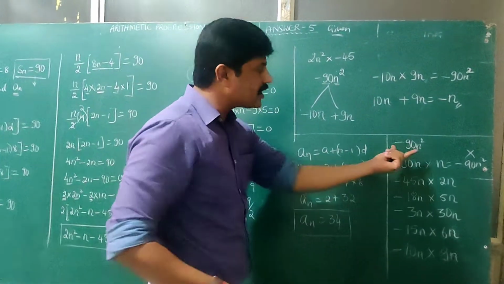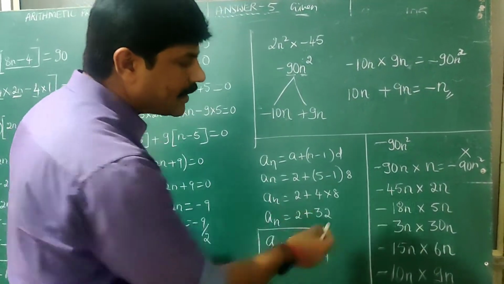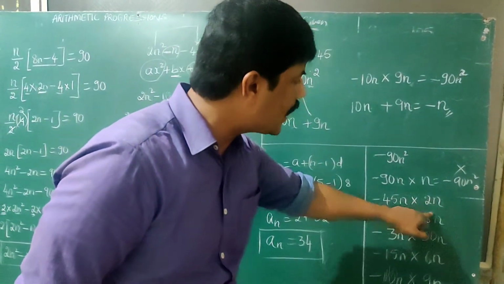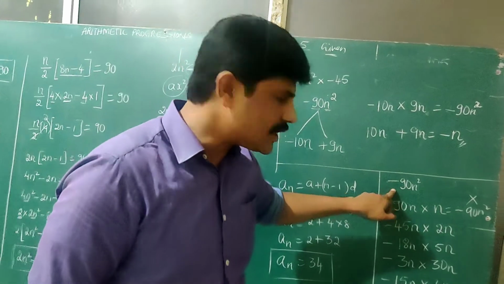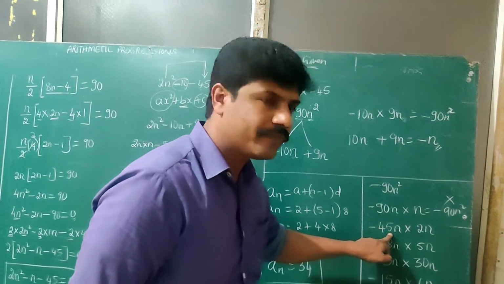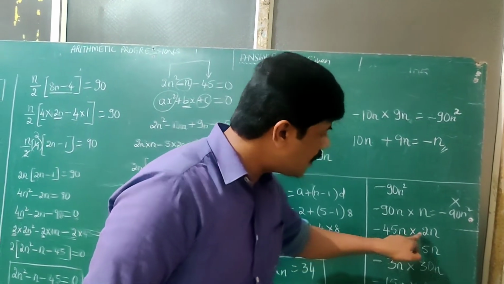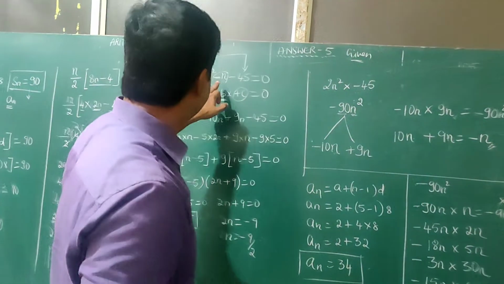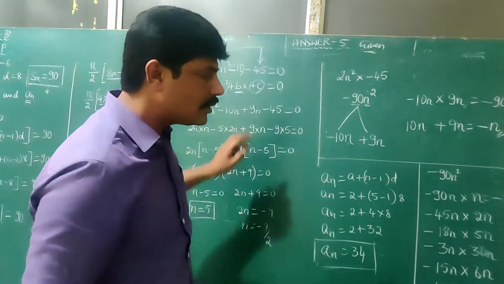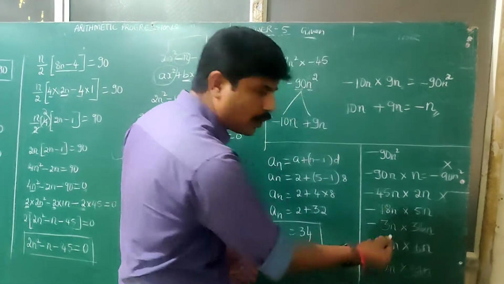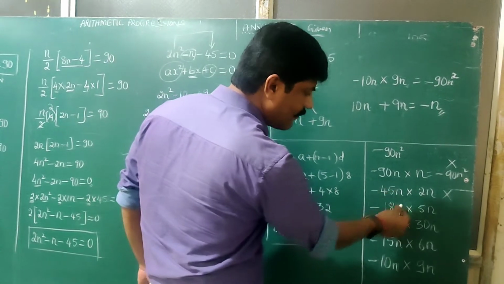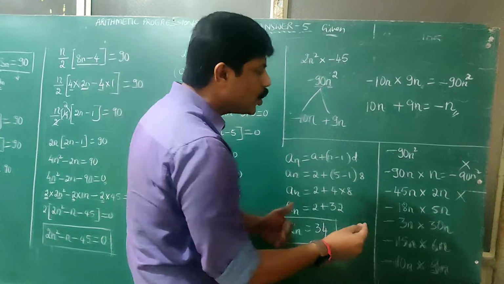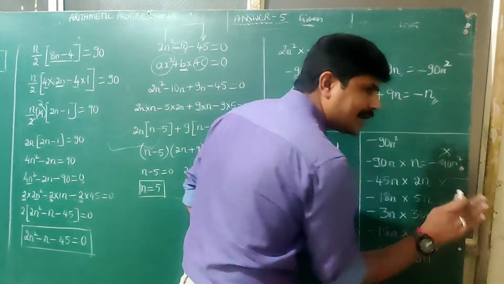One more factor pair for minus 90n square is minus 45n into 2n. Minus 45n into 2n is minus 90n square itself. But minus 45n plus 2n is minus 43n, and here minus n is required. So this is also rejected. In the same way, all these are factors of minus 90n square, but after subtraction you are not going to get minus n. You are not getting it.